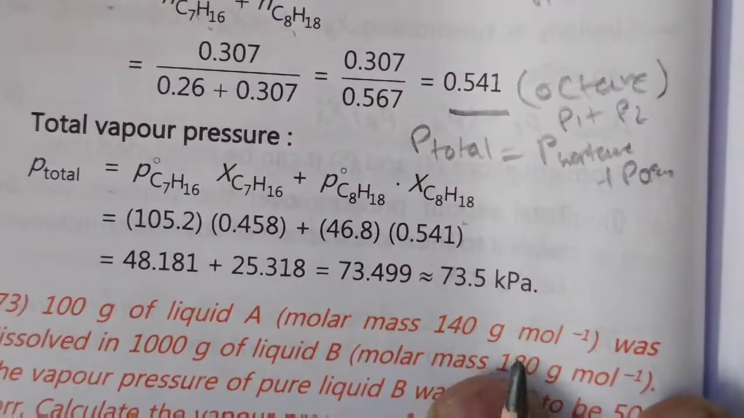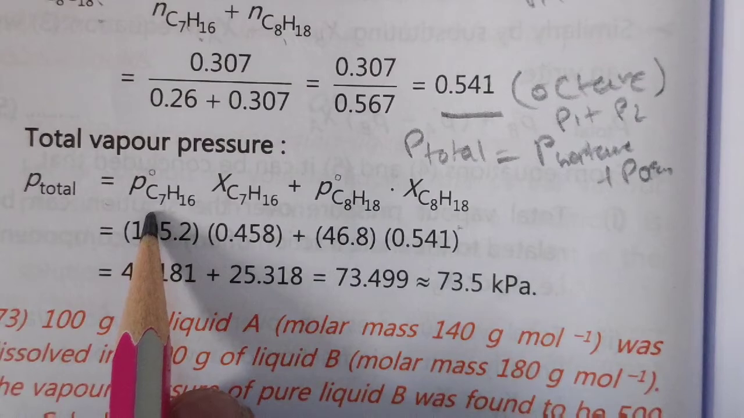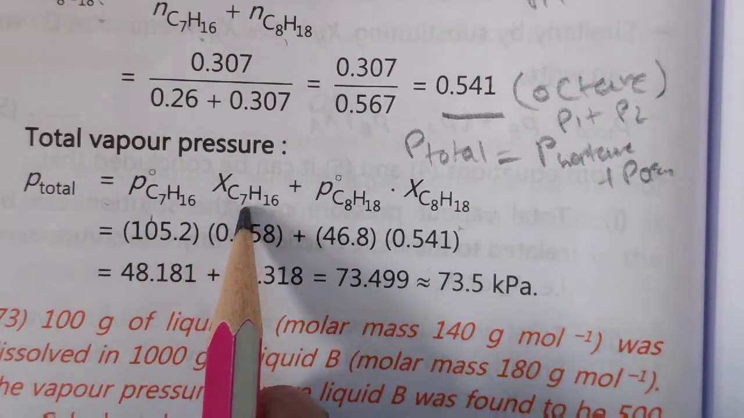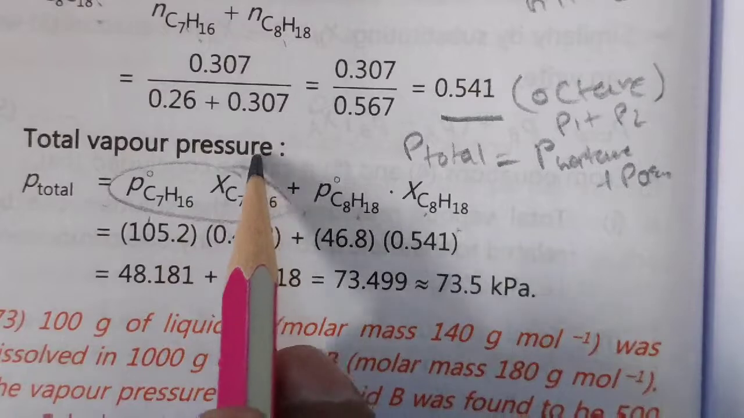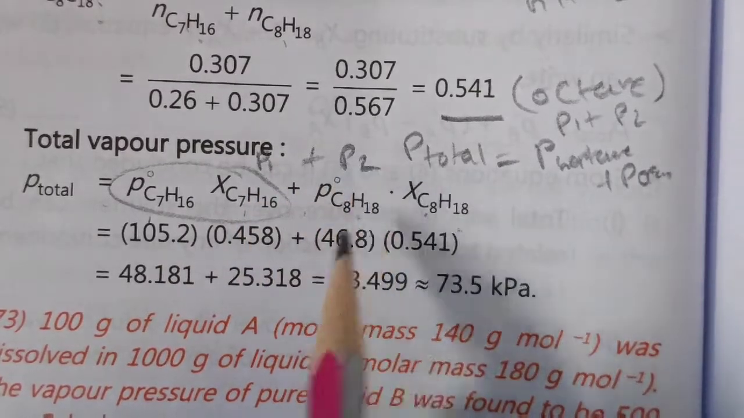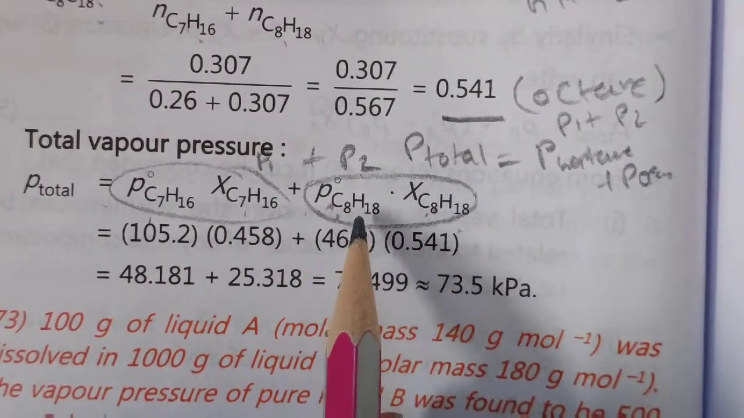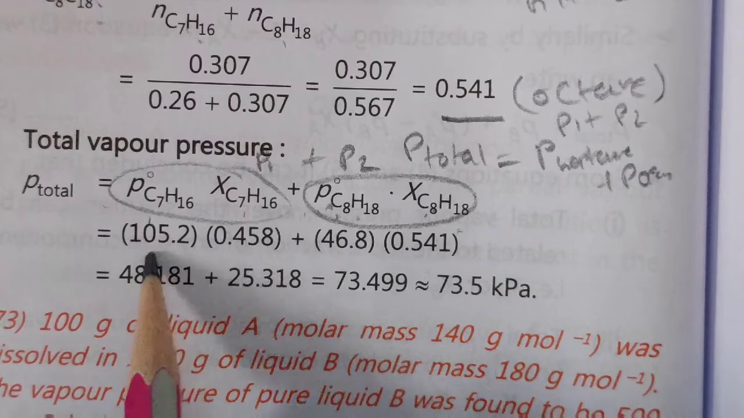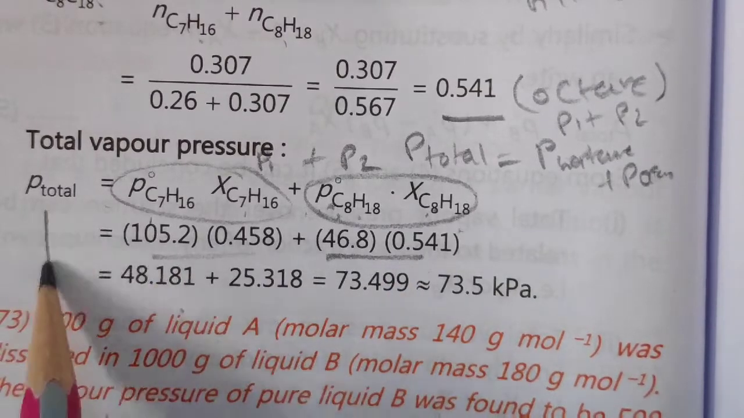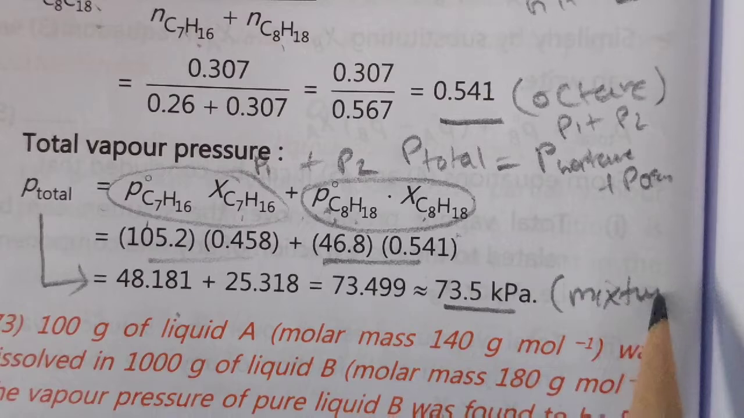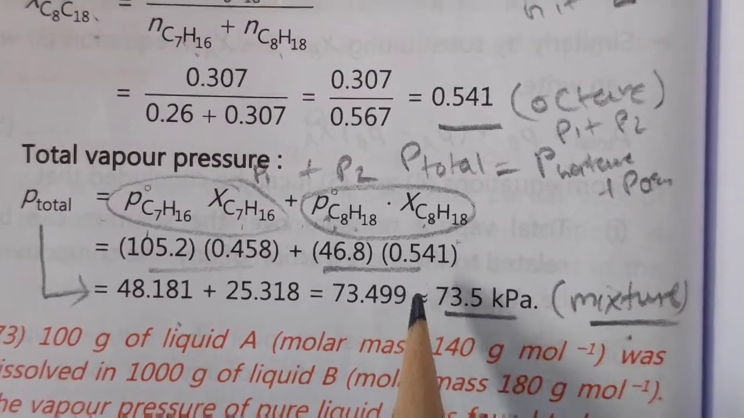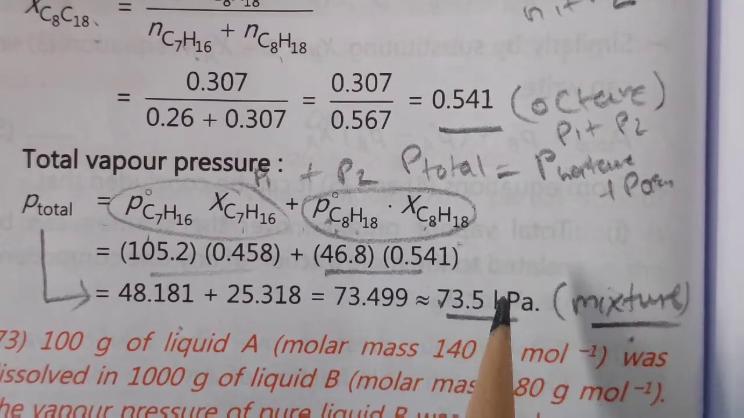But it will be easier for you to remember. Now here we substitute the values, that is P1 naught into x1 plus P2 naught into x2, which is the formula for P1 plus P2. So with all the data we have, we simplify this and you get the total pressure of the mixture. This is the answer. Okay, so you can write it down.